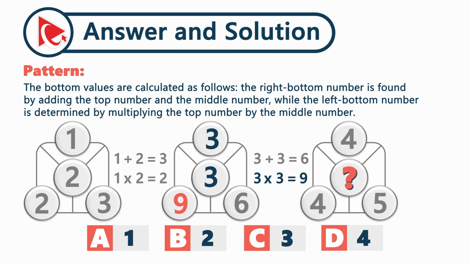And you know what time it is? It's the magic time to calculate the missing number. I'm pretty sure you guessed it by now, because the number is 1. Let's verify it. 4 plus 1 equals 5, and 4 multiplied by 1 equals 4. So the correct answer here is choice A, 1.